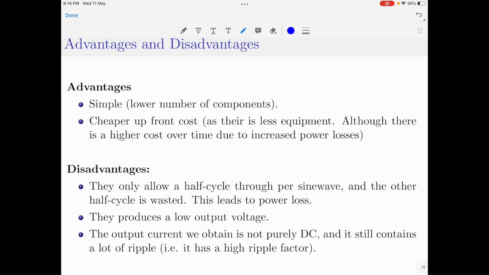Well, with that we come to the end of this video. In my next video, I'll be reconsidering the half wave rectifier but with an inductive load.